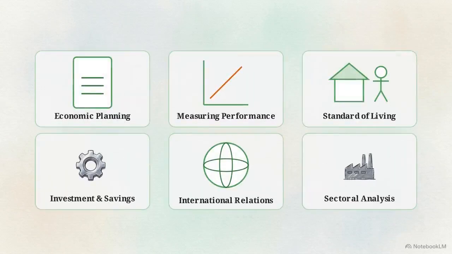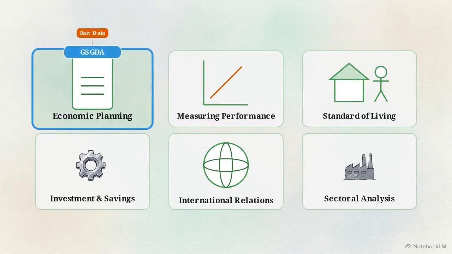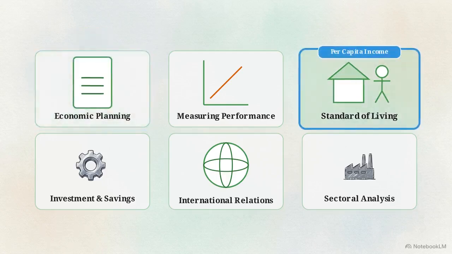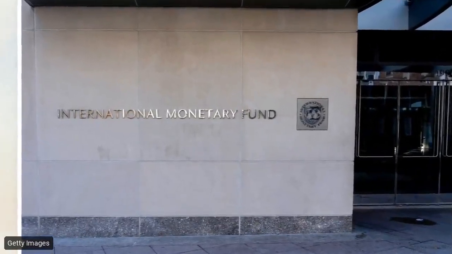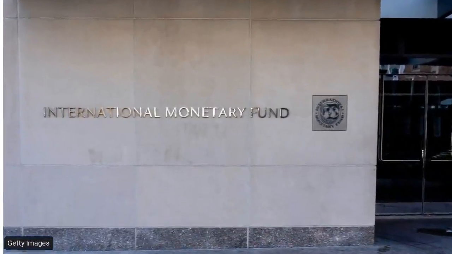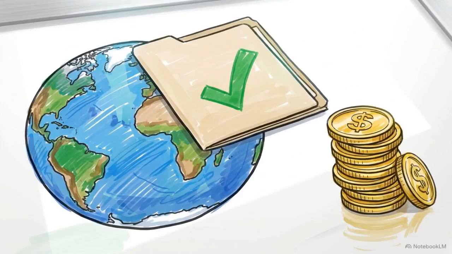National income is a highly practical tool. Governments use this exact data to formulate massive economic plans, like the Ghana Shared Growth and Development Agenda, and to accurately assess the standard of living across different regions. International organizations such as the IMF and the World Bank rely on these exact national income metrics to evaluate a country's economic health, determine creditworthiness, and establish eligibility for foreign aid and loans.